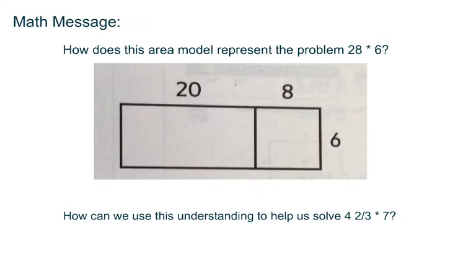So the math message is, how does this area model represent the problem 28 times 6? Take a look at that there, 28 times 6. And then the second question I have for you is, how can we use this understanding to help us solve 4 2/3 times 7? Pause the video, see what you can figure out there, get this in your notebook, come on back.